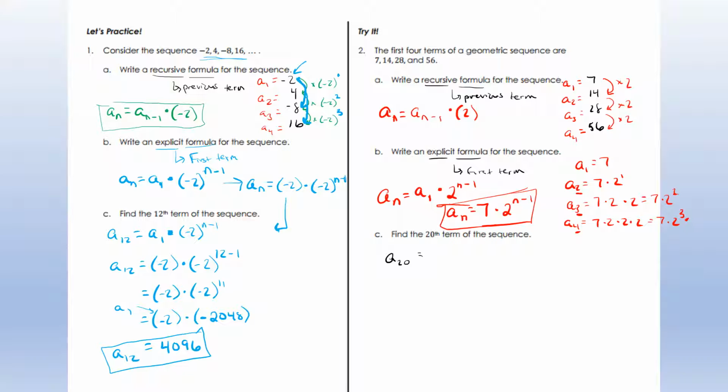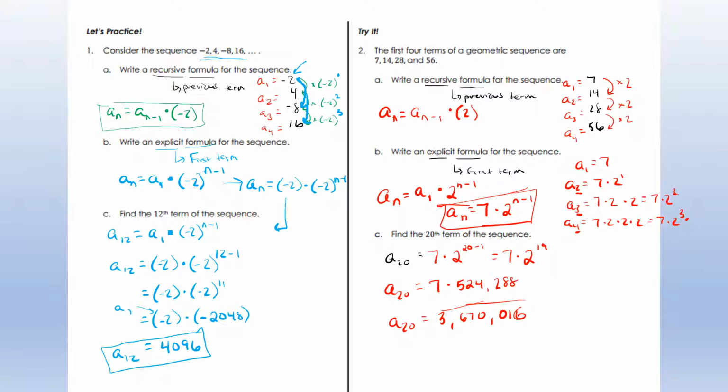So if I want to know the 20th term, A20, I need to take 7, and then I would multiply 2 to the 20 minus 1 power, which would be 7 times 2 to the 19th power. So again, if you've got your calculator, you'll see that this number gets pretty large. 2 to the 19th power would be 524,288. And if I take that and multiply it by 7, the 20th term in this sequence would be 3,670,016.